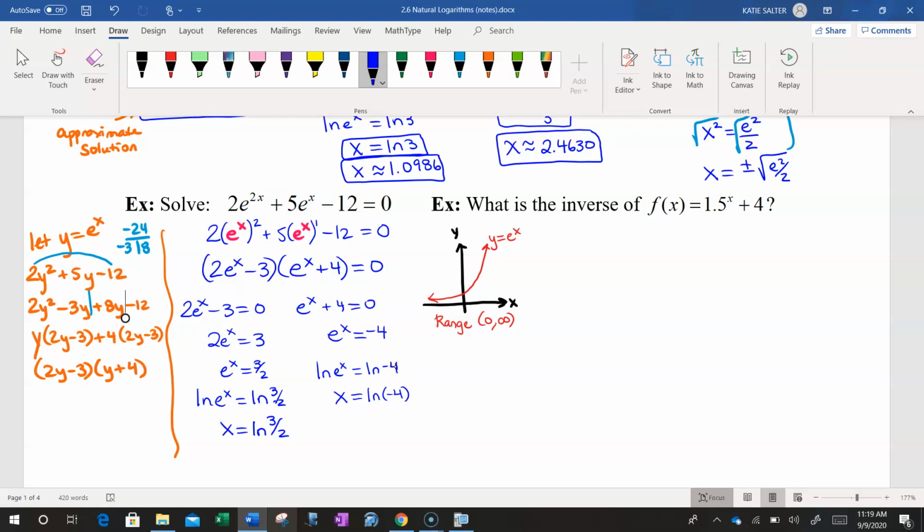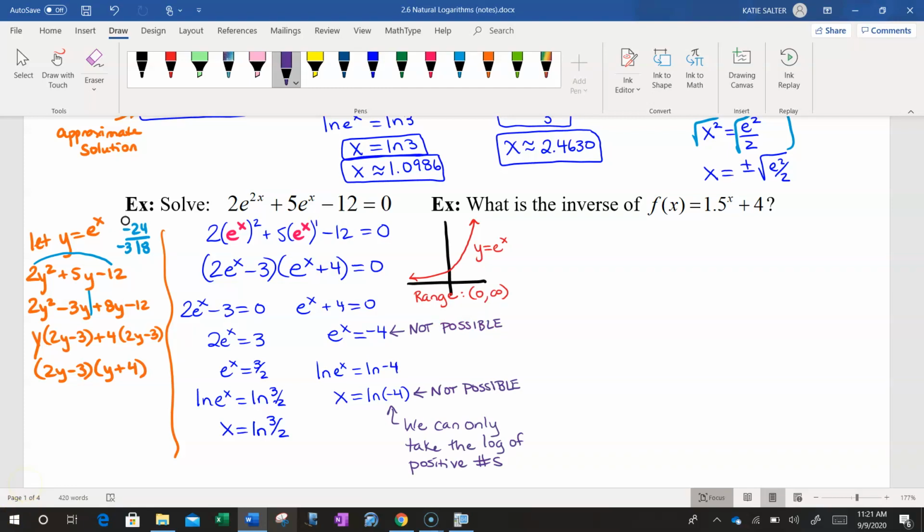And the reason why we can't is because the domain of a logarithm is the range of the exponential. So these connect right here. So in this case, again, that was not possible, that was not possible. So our final answer would only be the natural log of 3 halves.